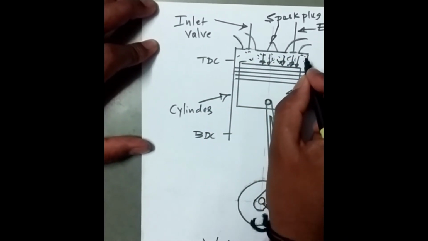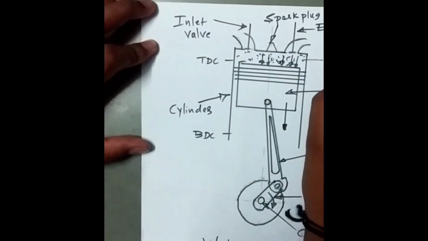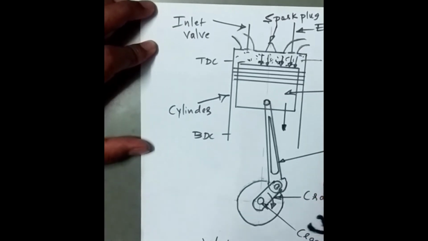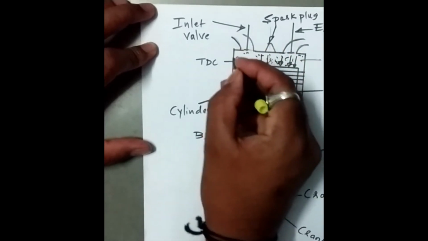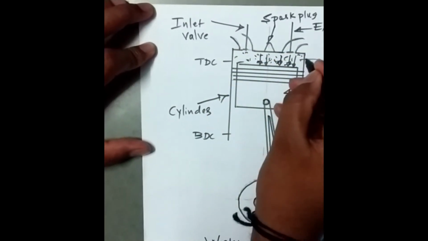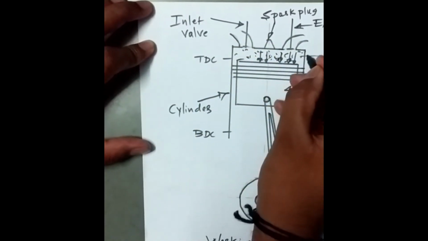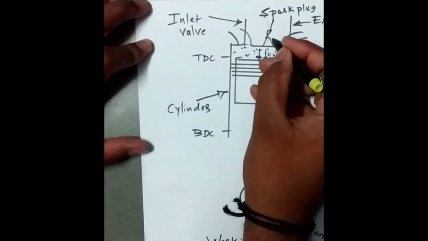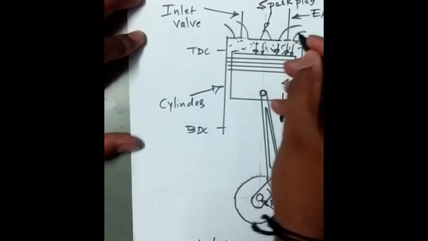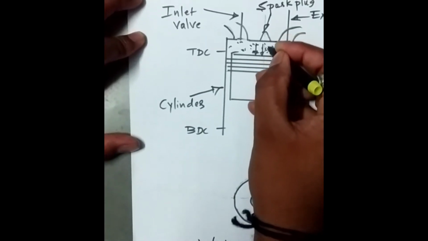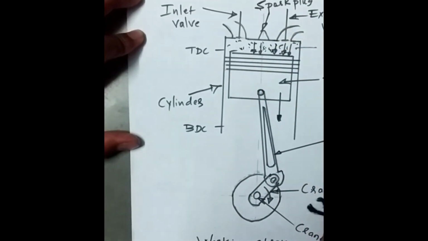That's why this is called the Otto cycle. Another name for the 4-stroke petrol engine is the Otto cycle. It is called the Otto cycle because the compressed air fuel mixture is ignited by the spark plug, the combustion begins, and this combustion takes place at a constant, the same volume. That's why it is called the Otto cycle.